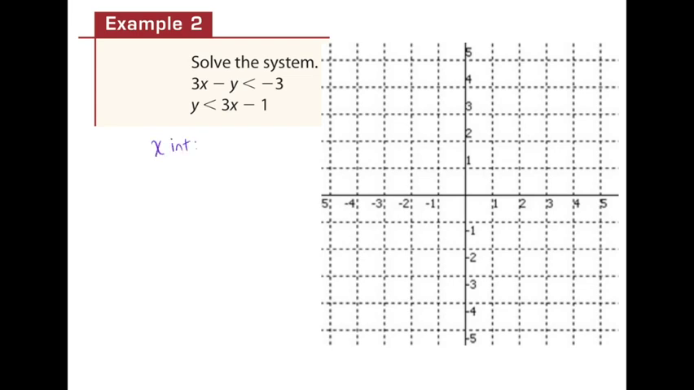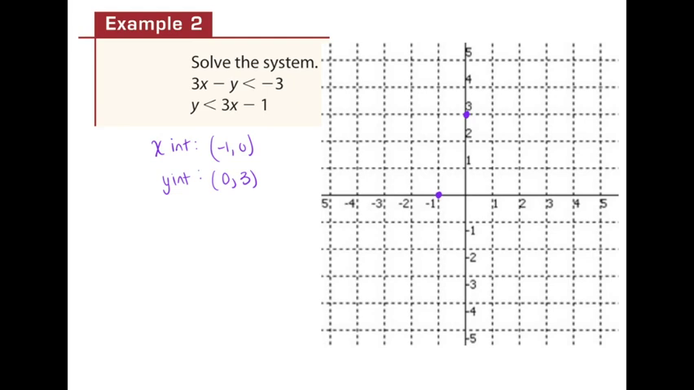X-intercept for this first one is going to be -1, 0, my y-intercept is going to be 0, 3. So -1, 0 and 0, 3. And then if I were to graph this, I am going to have a dashed line.